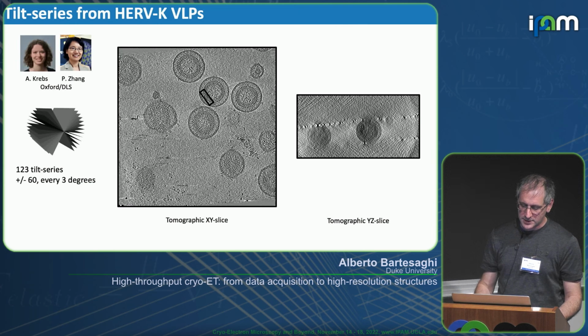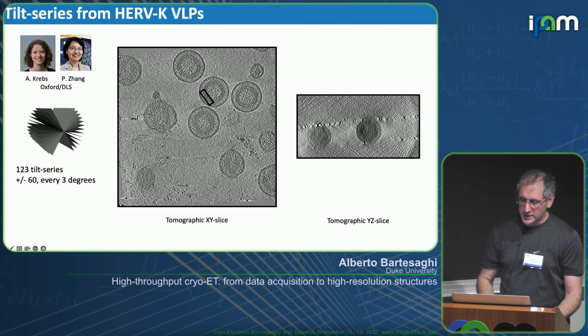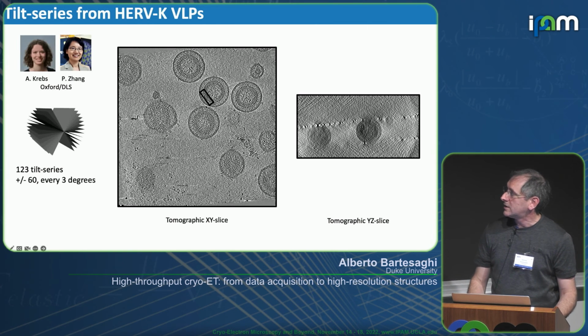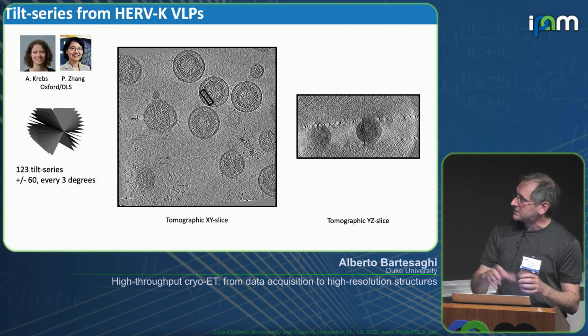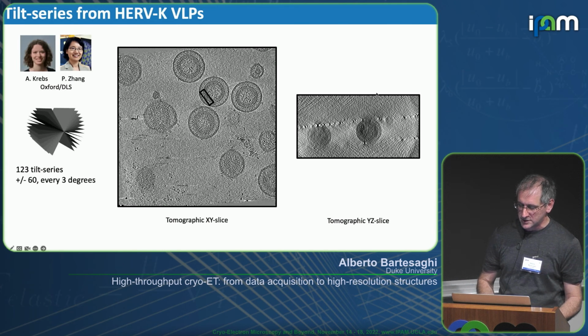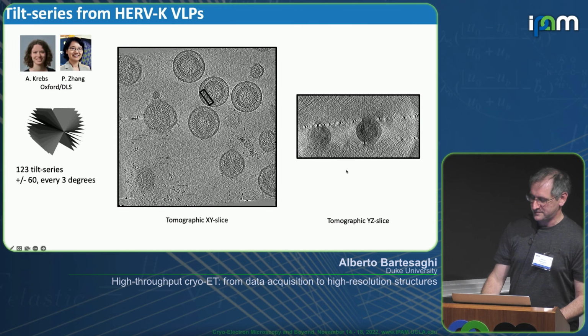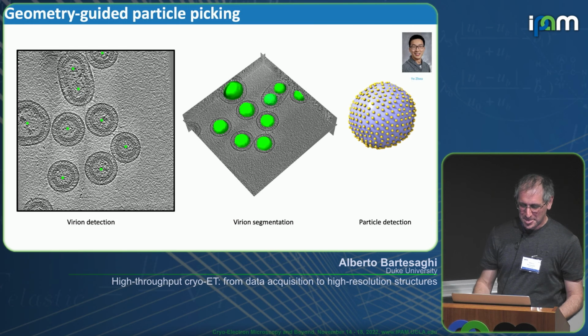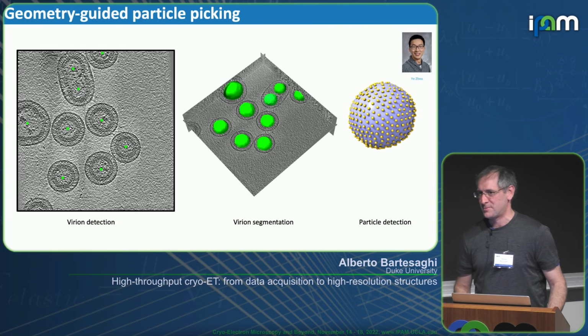So what we did is, in collaboration with Anna Sophia and Pei Jun from Oxford, Diamond Light Source, they produced these virus-like particles that have immature GAG, and these are 123 tilt series using the standard ±60 every 3 degrees. And then here you can see one example of a tomogram, and here you can actually see the GAG protein, which forms these lattices inside these VLPs. And here you can see a side view of that tomogram. You can tell that we didn't use IsoNet.